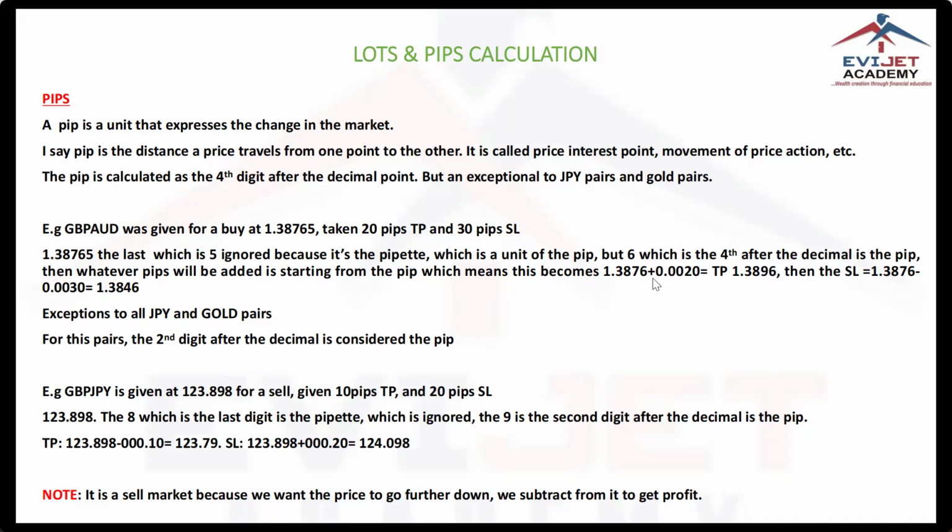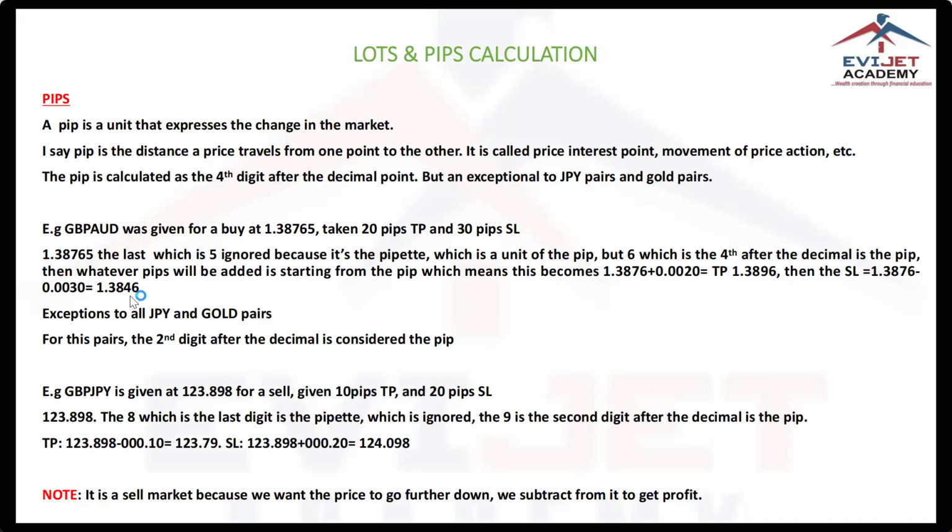1.3876 plus 20 pips, so this is 0.0020. If you add this, your TP is this amount. This is your TP. Then if you do your SL, this minus this will be your SL.